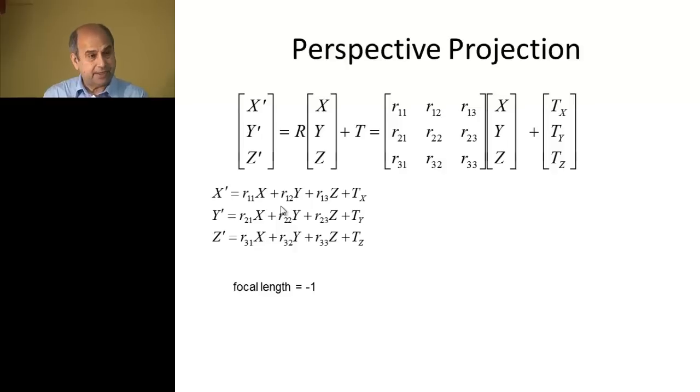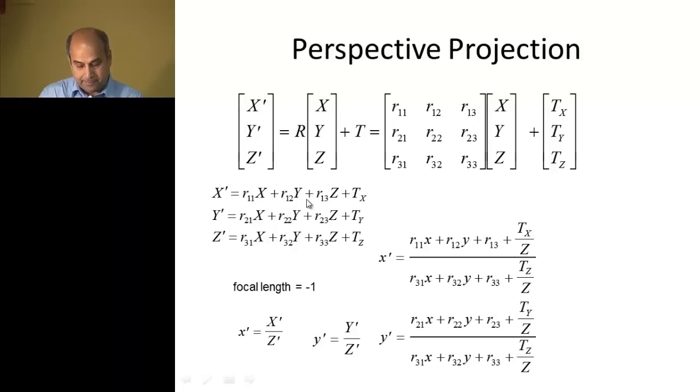Here let's say we assume the focal length is -1. Given the coordinates in the world, we can find the coordinates in the image by using this formula, minus f x prime upon z prime. Since we have assumed f to be -1, the image coordinate becomes the world coordinate x prime divided by z prime, and similarly for y prime. So that's the way we are doing the projection of the world to the image. A very simple model.